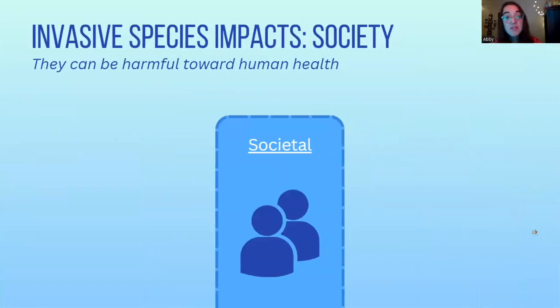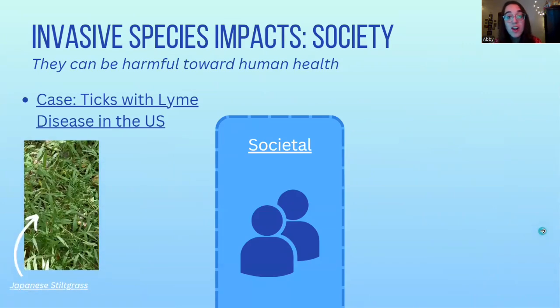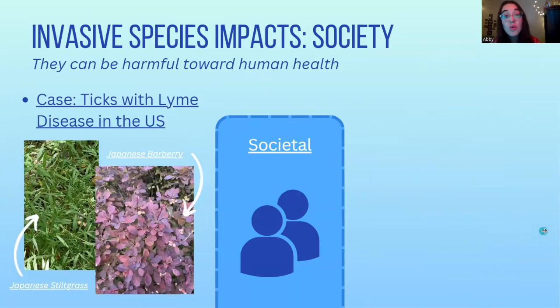Societally, they can be impactful towards human health. Issues with ticks and Lyme disease. A lot of invasive species will house ticks. So as you brush past them on your hikes, like Japanese stiltgrass or Japanese barberry, chances are you will find a tick there with Lyme disease.